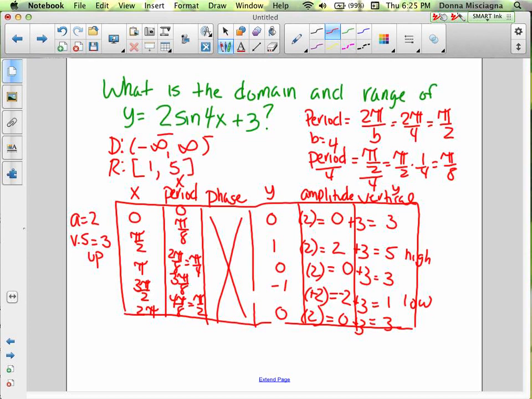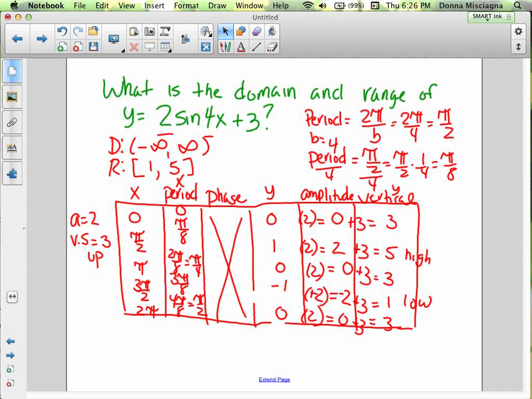So if you were asked for domain, it's always negative infinity to infinity. If you're asked for range, you actually don't need the x, the period, or the phase, because they have nothing to do with y, so long as you remember that sine is 0, 1, 0, negative 1, 0, and cosine is 1, 0, negative 1, 0, 1. Only the amplitude and the vertical shift affect the range. We multiply by the amplitude and then add the vertical shift. So the range is 1 to 5, but the domain, and it will never change, is all real numbers.